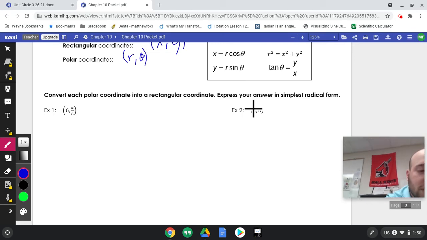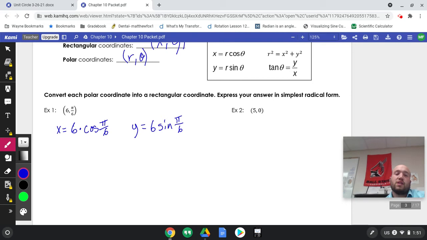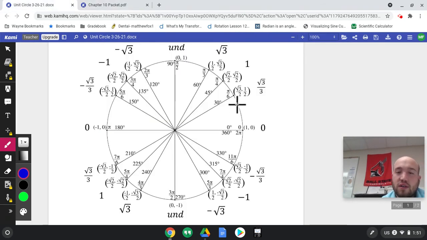So to solve for x, it's r, which is 6, times whatever the cosine of theta is, which in our case is pi over 6. Likewise, y will equal the same thing, except instead of cosine, you know y is associated with sine. Now in case you forgot, pi over 6 on the unit circle is right here, so cosine will be square root of 3 over 2, sine will be 1/2.